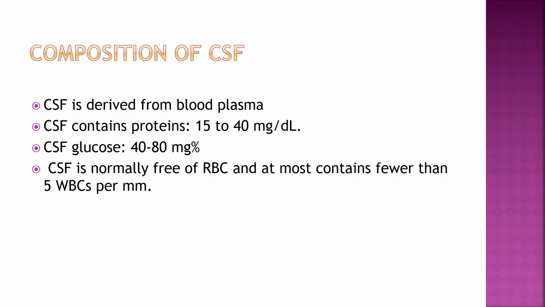Now the composition, so it is mainly derived from the blood plasma, but proteins are less in this. So CSF proteins mainly 15 to 40 milligram percent, glucose is 40 to 80 milligram percent. Normally RBCs are not seen in CSF, and WBCs, they are 0 to 5 per cubic millimeter.